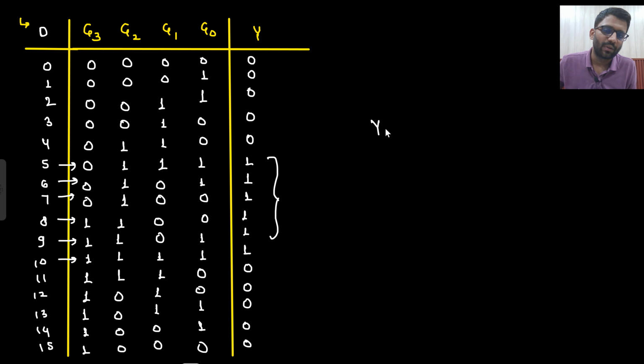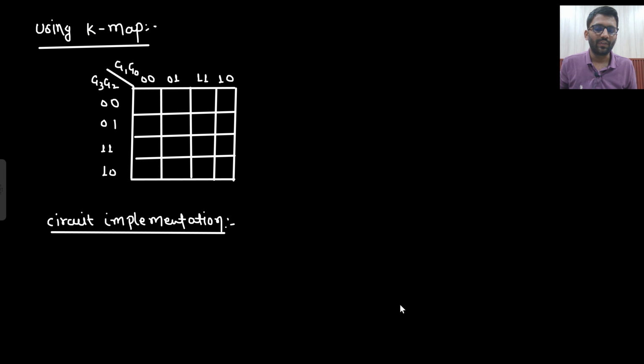Now you need to write down your output. So you can write down your output in this manner. G3 bar into G2 into G1 into G0, plus G3 bar into G2 into G1 bar into G0, and in that manner you could have written, right? But this is how we will not do it because it will take a lot of time. We have K-maps, so we will use K-maps.